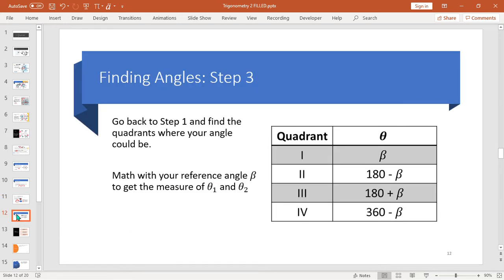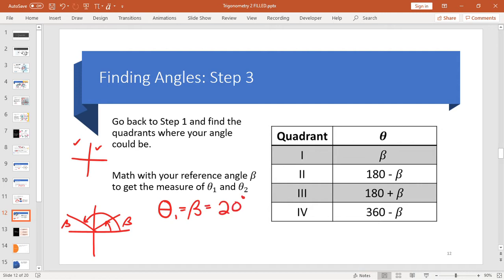We go back to step 1 and we remember where our angle could be. Our angle was in quadrant 1 or quadrant 2. So the angles that I'm looking for are this angle and that angle. And we have that B value. The reference angle is always this kind of piece, the acute angle from the x-axis. So I know that theta 1 is my easy one, which is just the same as the reference angle, equals 20 degrees. Theta 2, my second angle with the same sine value, is in quadrant 2, which means it's going to be 180 subtract that 20 degrees, which means 160 degrees. So my answers for this question are 160 and 20.